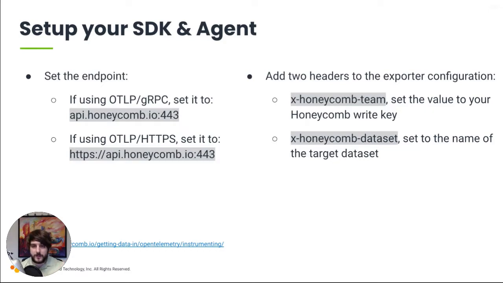The X-Honeycomb-Team is your API key. And then the X-Honeycomb-Dataset will be the name of the dataset. So in Honeycomb, you're going to group very same like services, maybe like prod, right? One environment, prod, together, could be a dataset. Or maybe you have multiple applications that logically group together. Once again, that's going to be the name of your dataset.